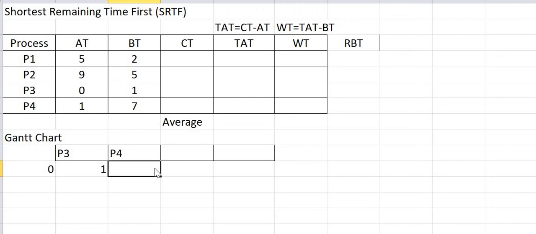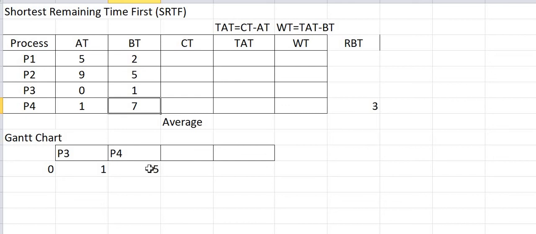So we complete its 4 milliseconds of job. This P4 completes 4 milliseconds. So at the 5th millisecond, this P4 will have 3 of its burst time remaining, because it has 7 milliseconds and has spent 4 milliseconds inside the CPU. It has 3 more milliseconds to get processed.